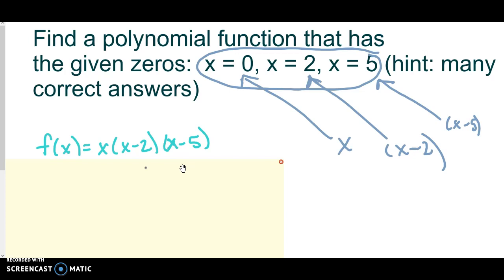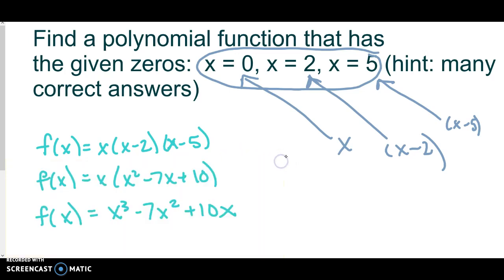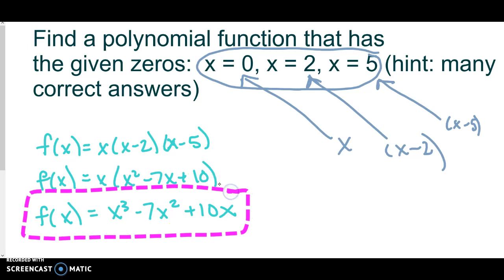As you can see, I've done that here. I started by multiplying the binomials together first and then distributing the x last. So here is my final answer.